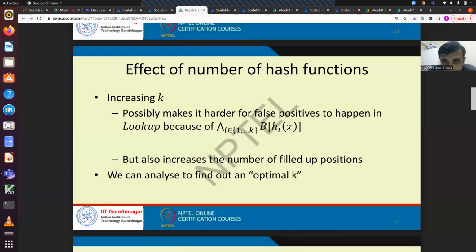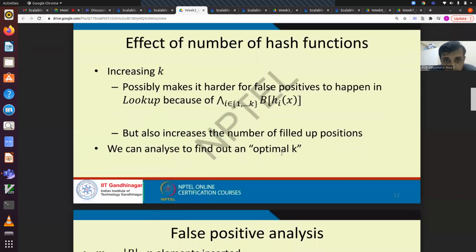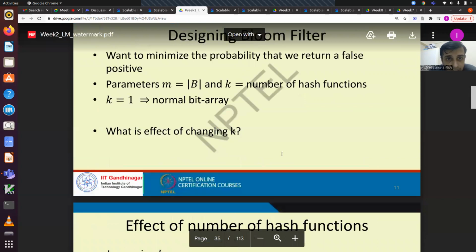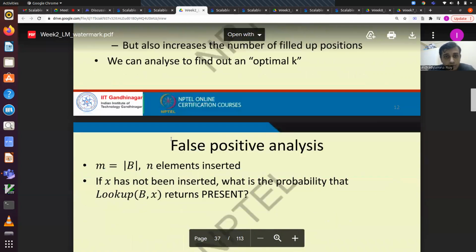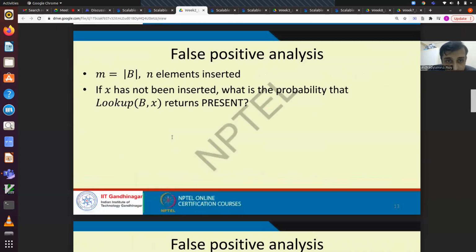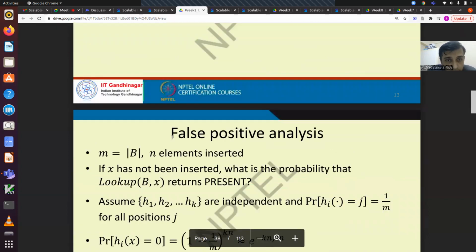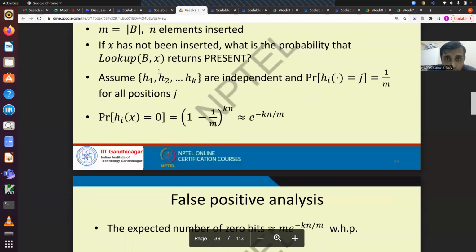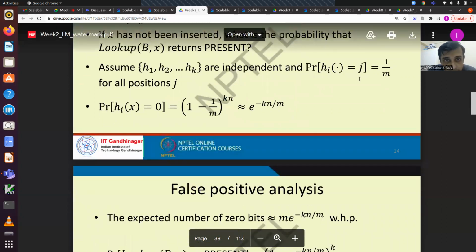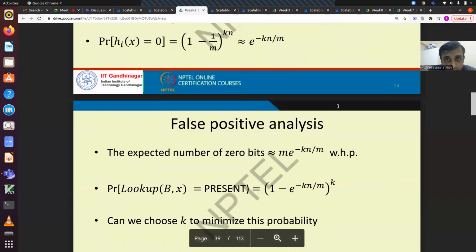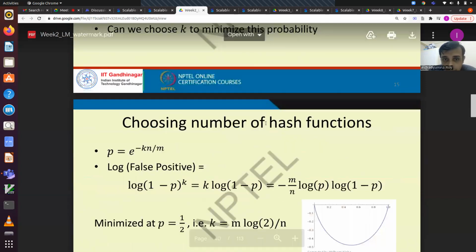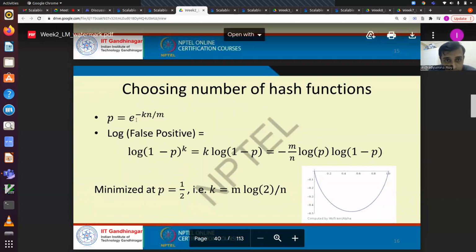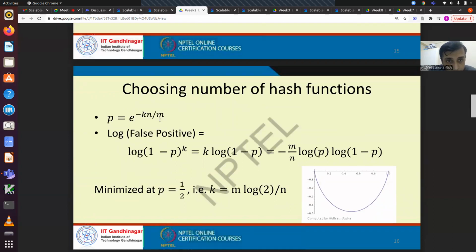Lookup is this of HIX increased. We can find the optimal K. K is basically the number of hash functions. So what is happening here to K? M is this, H1 to HK are the hash functions, and this is 1 by M. Here we know K, and in the formula, P is e to the power minus K N by M.